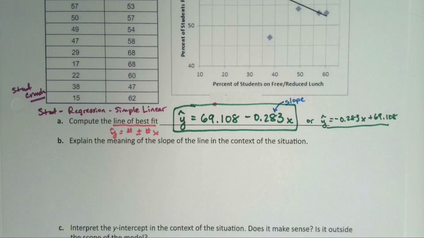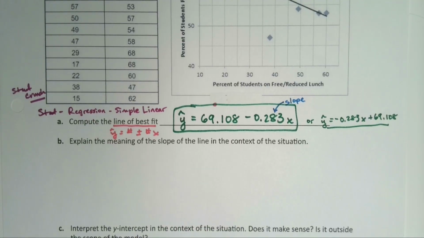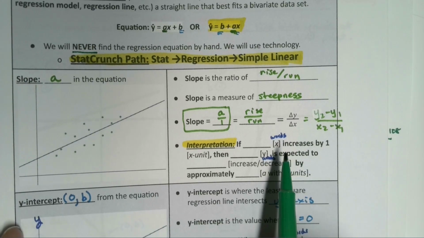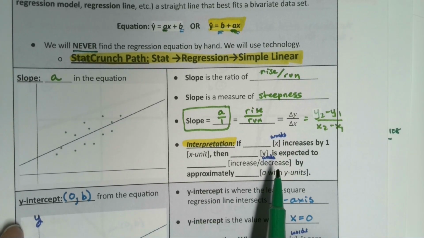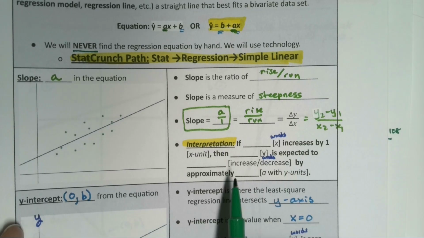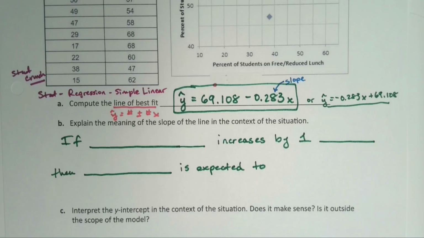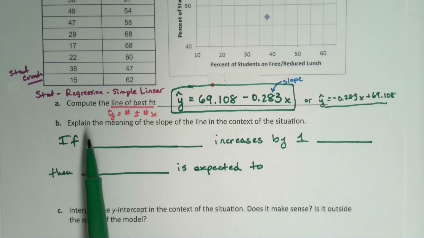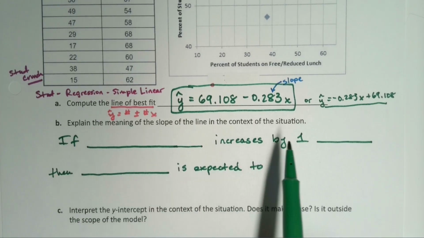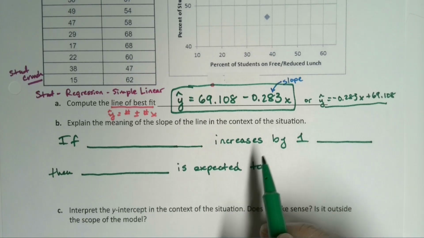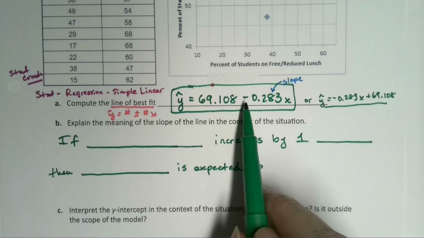Okay, so now what does that mean? So let's take the script for interpreting slope, which is back several pages. If the x increases by 1 unit, then the y is expected to increase or decrease by approximately this many units. All right, so I'm going to write that out. Okay, I'm filling out the script. So if blank, that'll be our x, increases by 1 blank, then y is expected to, this will be a decrease because this word is negative.